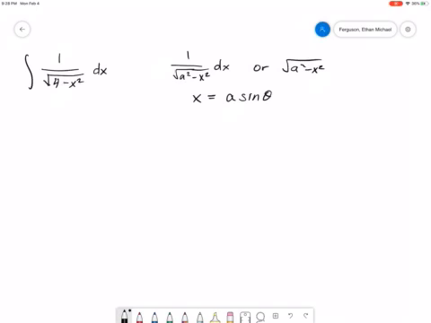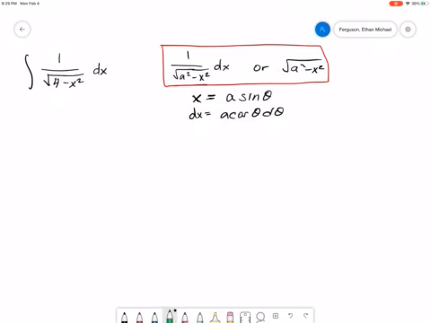So if I see the form a squared minus x squared, and it's all on the square root, I can substitute x equals a sine of theta. And then, of course, as we know with u substitution, we'll have to find dx, which would equal a cosine theta d theta. And I'll go into that in more detail in the example. But this is the first form that you will see. If you see this, you need to substitute x is equal to this.